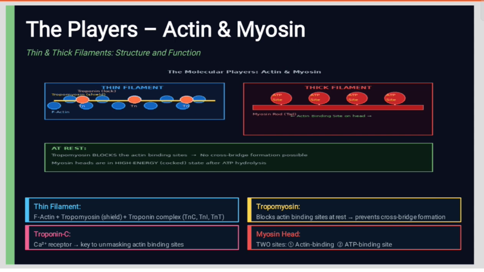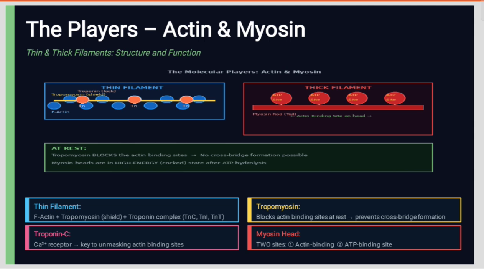Troponin is a complex of three subunits. Troponin C binds calcium. Troponin I, inhibitory, keeps tropomyosin in a blocking position, and troponin T binds tropomyosin. Troponin is a lock. Without calcium, troponin keeps tropomyosin in its blocking position.